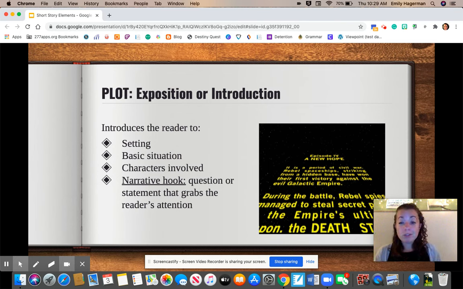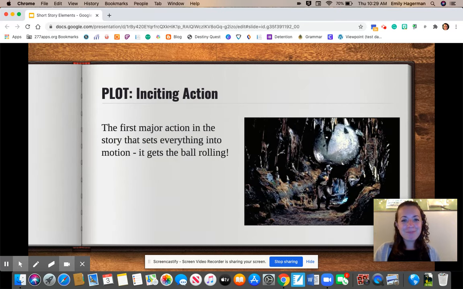The exposition in Star Wars, you can see right there, is a really good example. It's just that scrolling text that sets up, like, here's the basic situation of what's going on. Here are the basic characters. Here's where we're going to find them. The end. And then action starts.